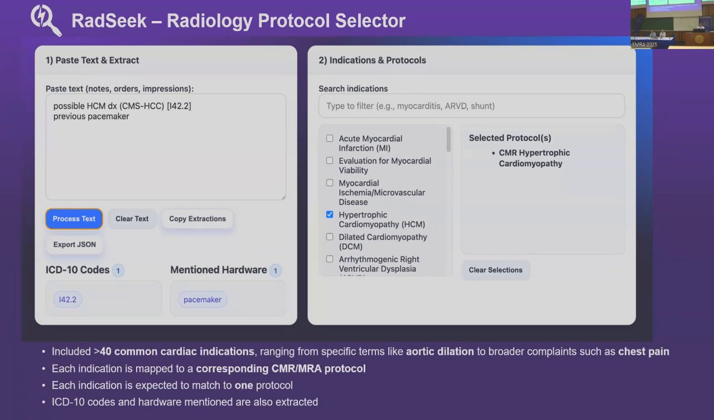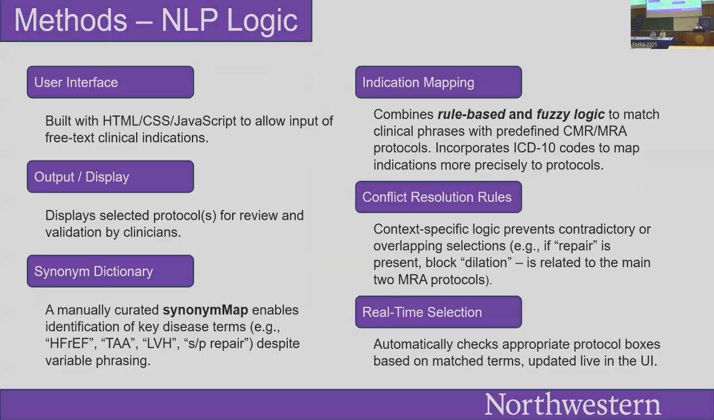You see the clinical information is listed on the left, and then this maps to the appropriate protocol, hopefully one protocol. It also lists the ICD-10 codes and collects any mention of hardware in the patient, which may be relevant for protocol selection. So this is the NLP tool that was used in methodology. I'm not going to speak to this very succinctly or confidently. I will highlight 2 areas.